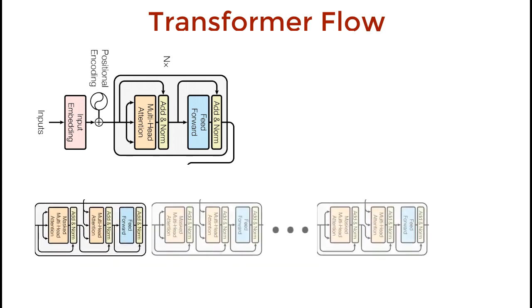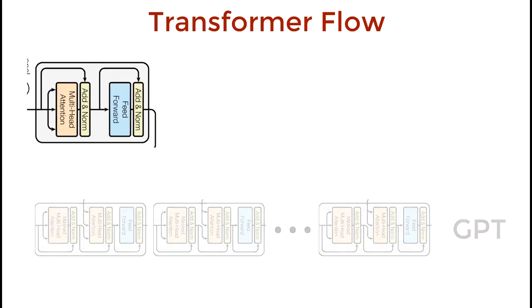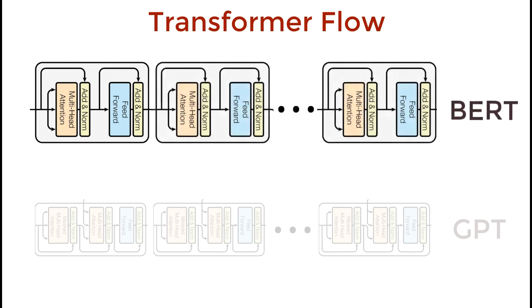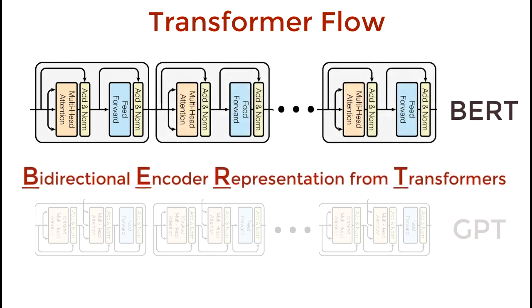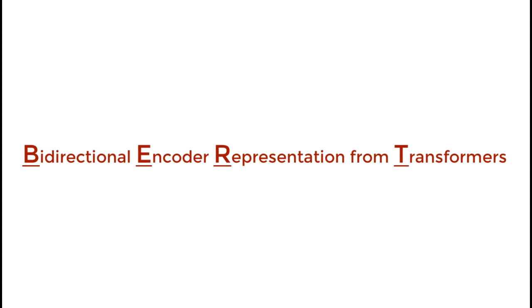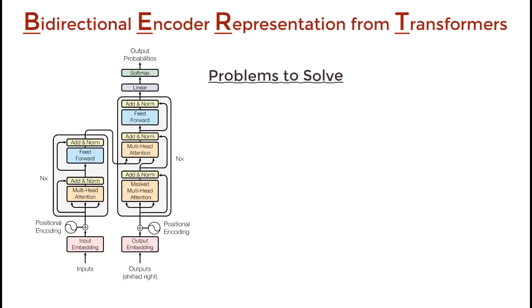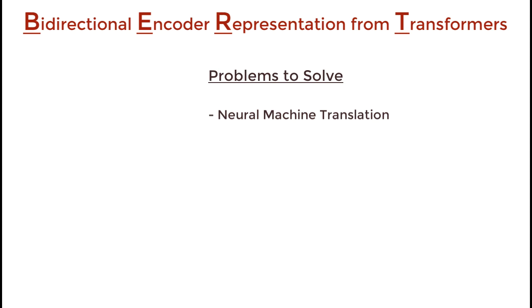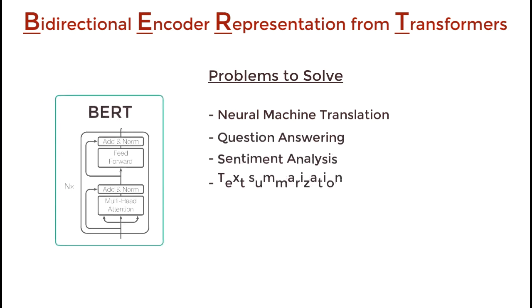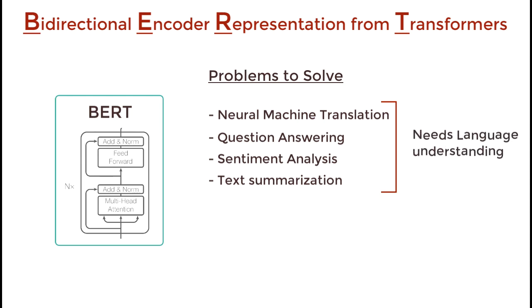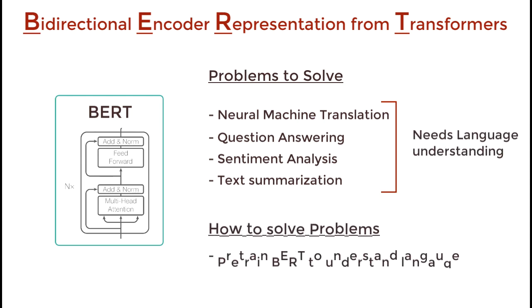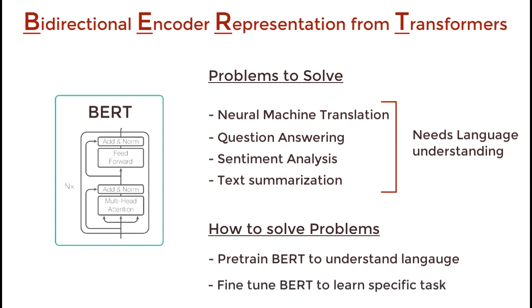We stack the decoders and we get the GPT transformer architecture. Conversely, if we stack just the encoders, we get BERT, a bidirectional encoder representation from transformer, which is exactly what it is. The OG transformer has language translation on lock, but we can use BERT to learn language translation, question answering, sentiment analysis, text summarization, and many more tasks. Turns out all of these problems require the understanding of language. So we can train BERT to understand language and then fine-tune BERT depending on the problem we want to solve.